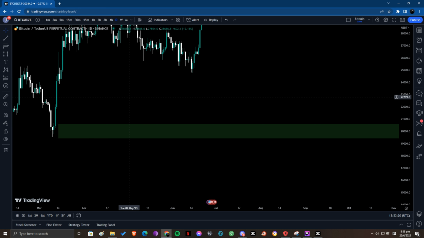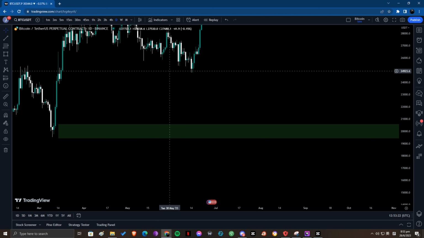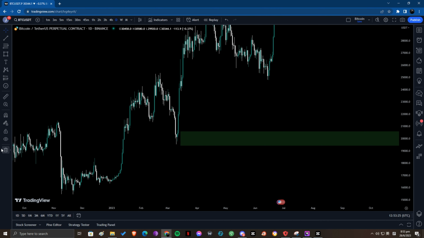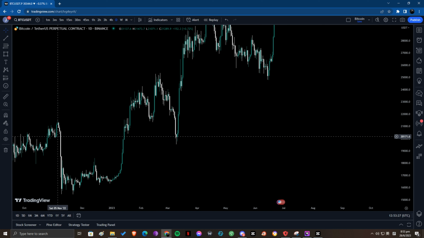So do we trade weak order blocks? No. When we have weak order blocks, we don't trade them. It's just very good advice to avoid. Don't trade weak order blocks.